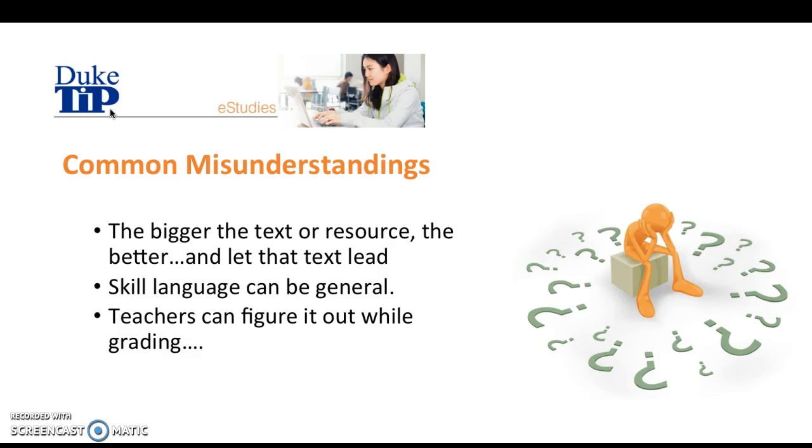So real quick, just some common misunderstandings that people sometimes have when they're developing a course. Sometimes they say, oh, it's all about the content, so the bigger the textbook or the resource I use, the better, and therefore let that lead, and then I'll figure out later what the skills are. And as I develop skills, let me just keep them super macro, they can be super general, we'll figure it out as we go along, and teachers will figure it out while they're grading.